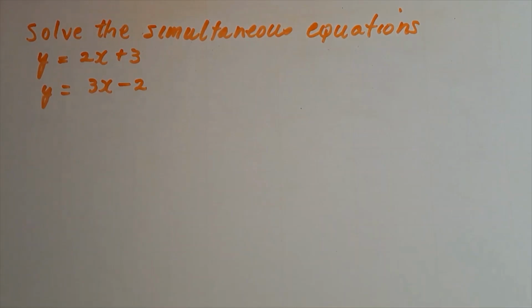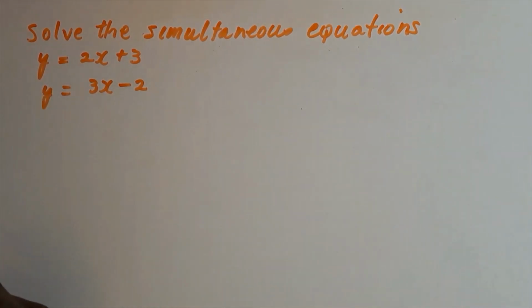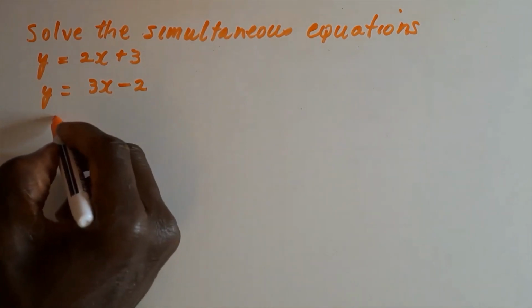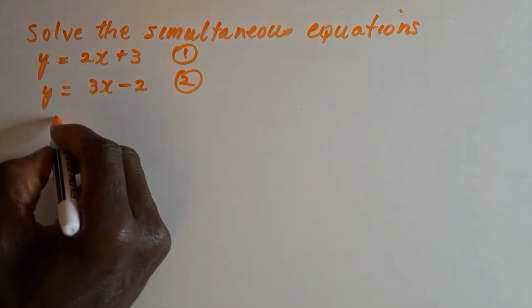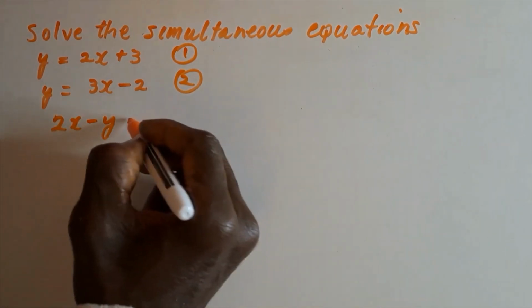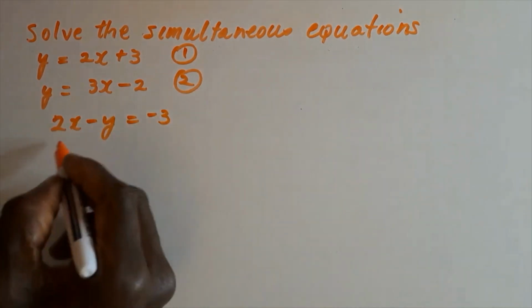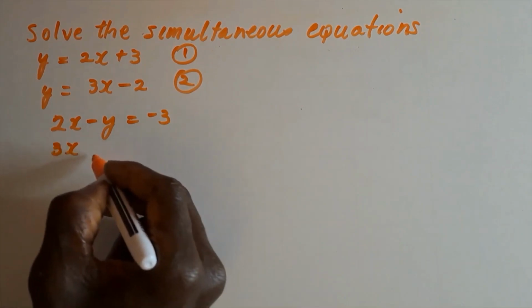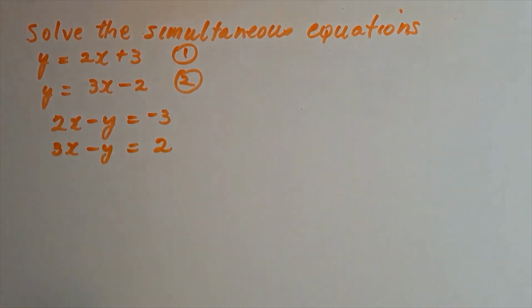Hello. Solve the simultaneous equations shown here. We have to just rearrange each one of these. So the first one was equation 1 and this is equation 2. So the first one will become 2x minus y is equal to negative 3. And the second one is 3x minus y is equal to 2.